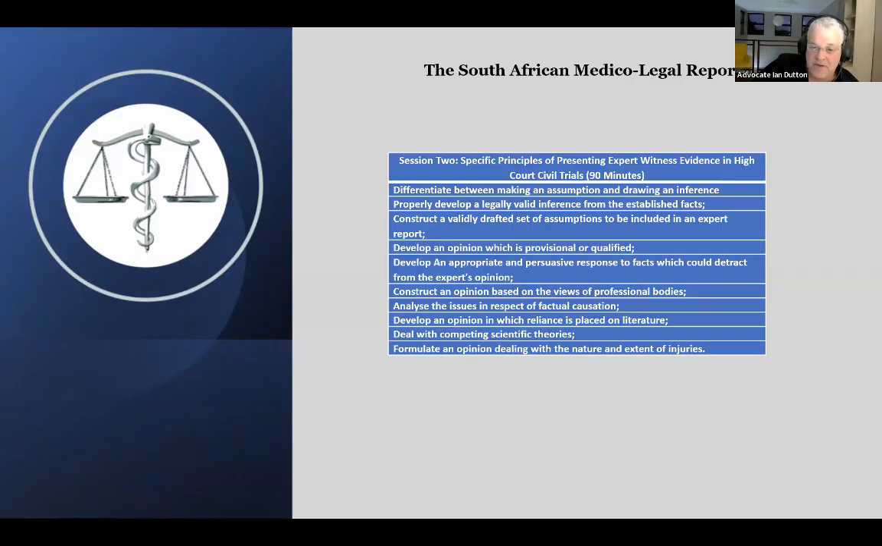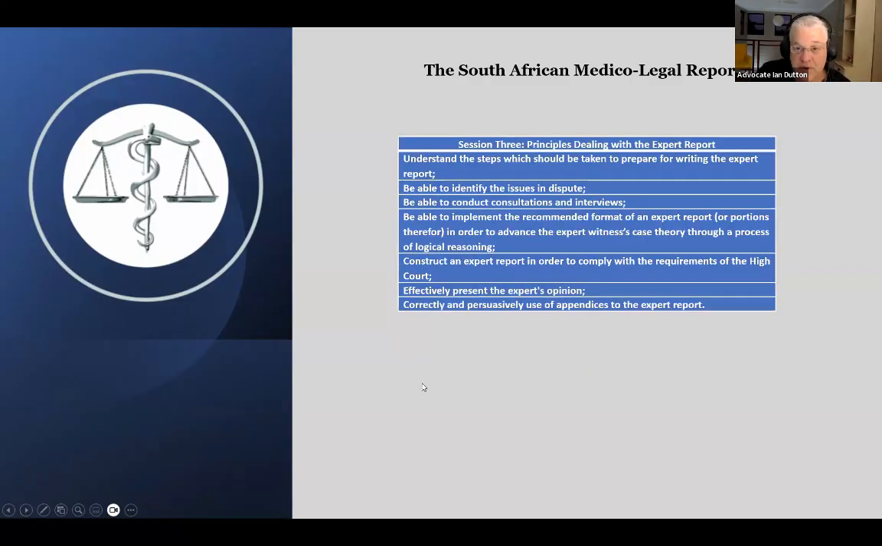Competing scientific theories, that obviously comes where you have a dispute between experts, competing scientific theories, and scientific in the broad sense of the word, competing theories as to how the matter should be approached by different experts will be dealt with. And then to formulate an opinion dealing with the nature and extent of injuries, a practical discussion of a topic which is in fact governed by the uniform rules of court and on which there has been a lot of discussion in the case law. So that needs to be known by experts. Very often they don't know even the provisions of Rule 18(10), which spells out what needs to be dealt with in the expert report.